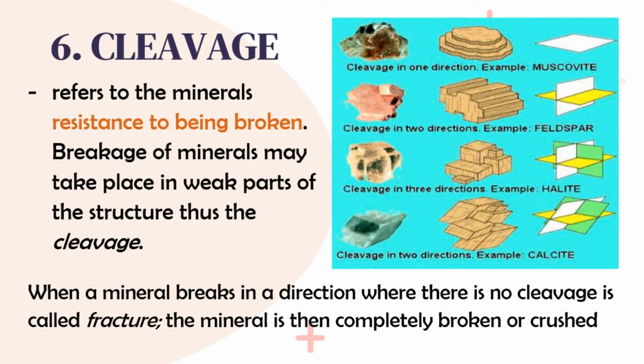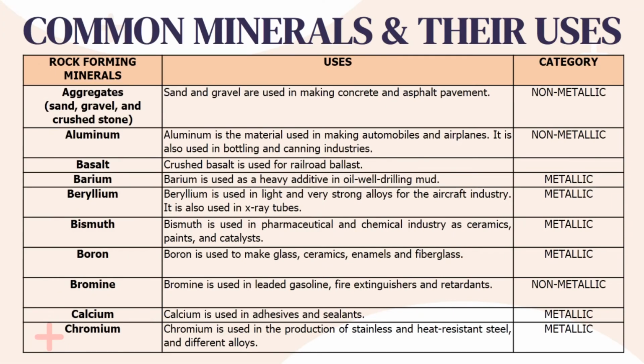And lastly is cleavage. Cleavage refers to the mineral's resistance to being broken and is used to describe how minerals break into pieces. Breakage of minerals may take place in weak parts of the structure, thus, it is called cleavage. When a mineral breaks in a direction where there is no cleavage, it is called a fracture. The mineral is then completely broken or crushed. This table shows the examples of common minerals and their uses.